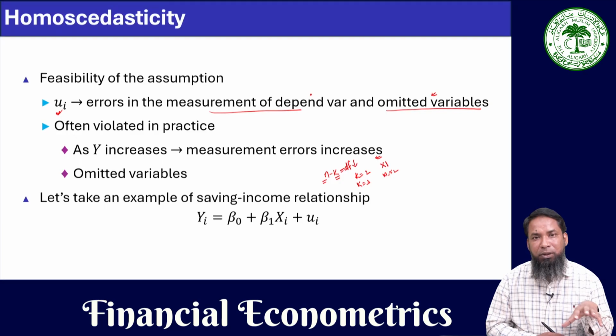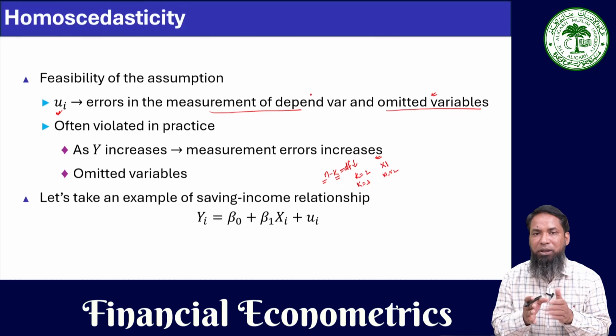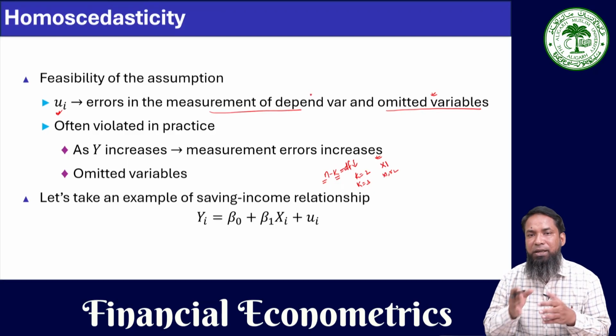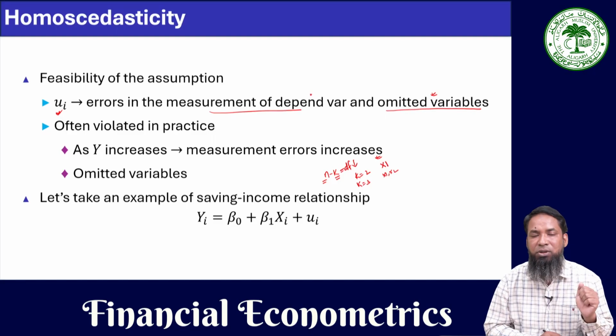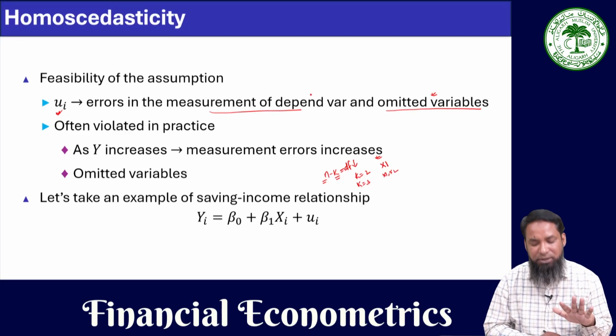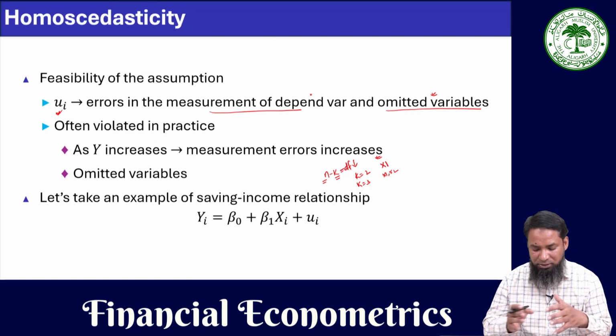in the real-world scenario, most of the time there will be certain variables which may be significant, but we will not be able to include them in the regression equation. If that is the case, the assumption of homoscedasticity being satisfied is a little bit doubtful. Let us take an example of the saving and income relationship to better understand this situation.